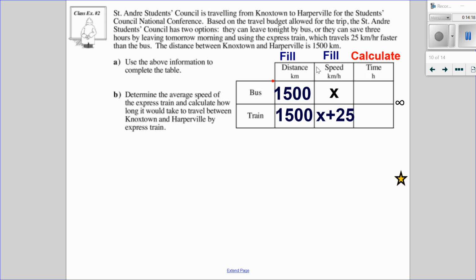So we've done the fill and the fill. We're now going to do the calculate. So calculate the time is distance divided by speed, 1,500 over x. For the train, distance over speed, 1,500 over x plus 25.